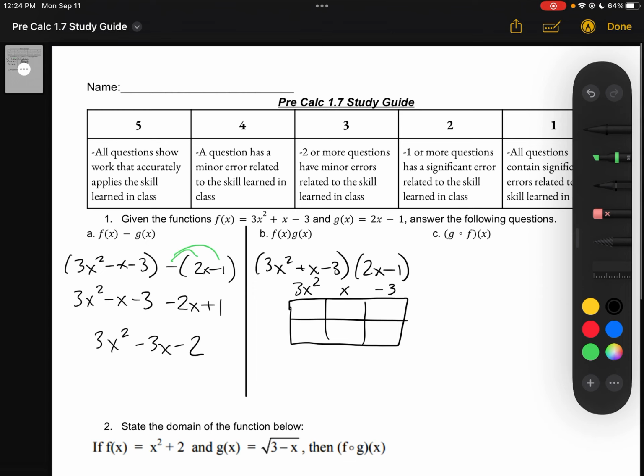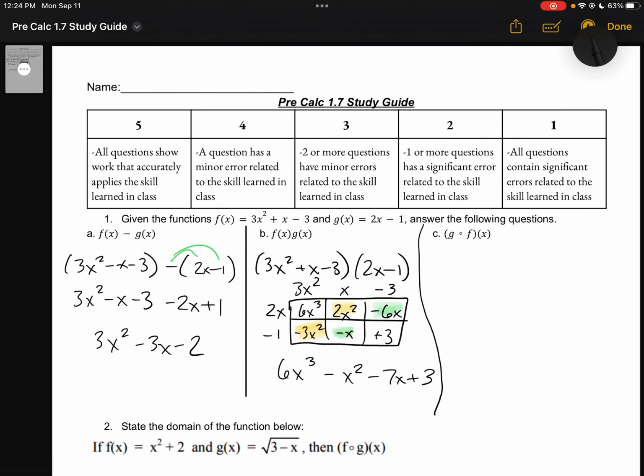So 3x squared, x and minus 3, and then 2x and minus 1. So I should do each of these one box at a time. And then here, identifying like terms does take just an extra moment longer. So we have green like terms and yellow like terms put together. And there we go. That is the result of multiplying.